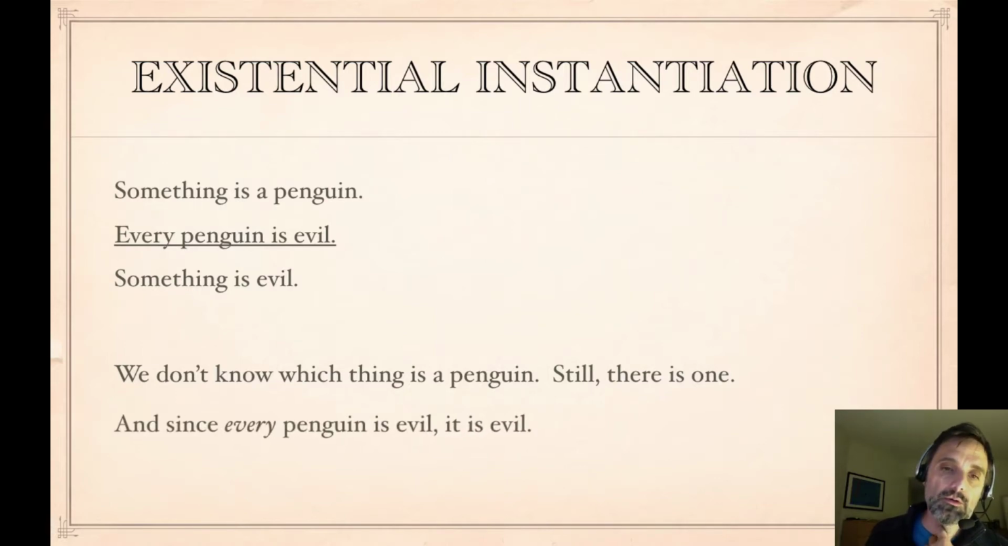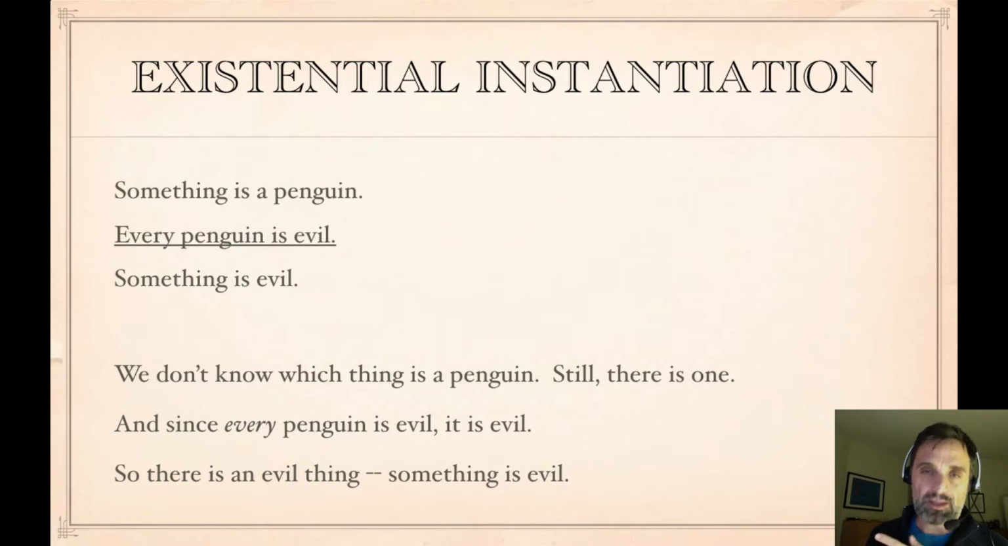So we don't know which thing is a penguin, but there is one. And since every penguin is evil, that thing that is a penguin, it's evil. And so therefore, something is evil. So what happens here is, note this word it. We say we don't know which thing is a penguin, but we know there is one. And so whichever thing it is, since every penguin is evil, it's evil.